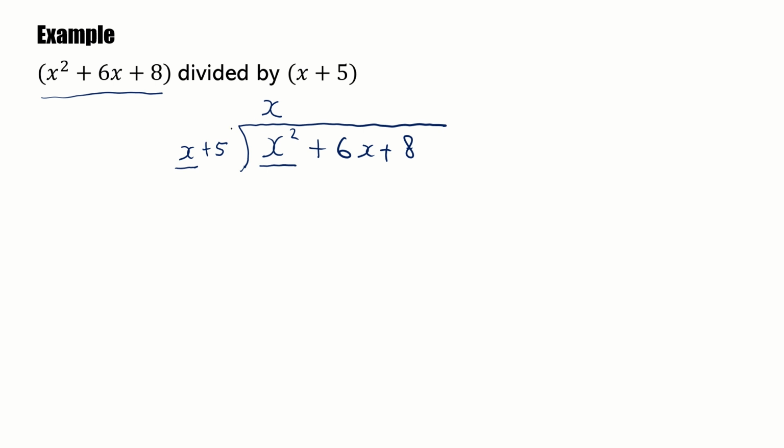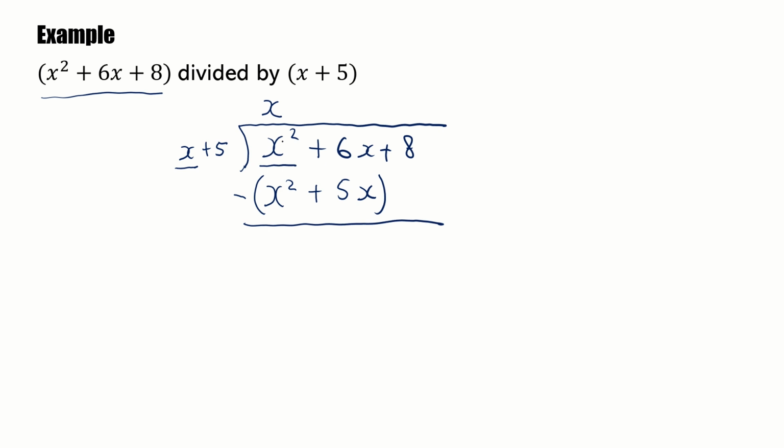Then what you've got to do is you then got to do the thing you just obtained, in this case an x, and you've got to multiply that by the thing you were dividing by. So I'm now going to do x times x plus 5. So x times x plus 5 would be x squared plus 5x. Then what you've got to do is basically take that away from the line above. So I'm going to do x squared plus 6x plus 8, take away x squared plus 5x.